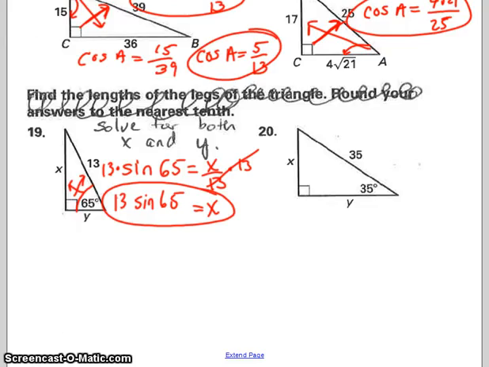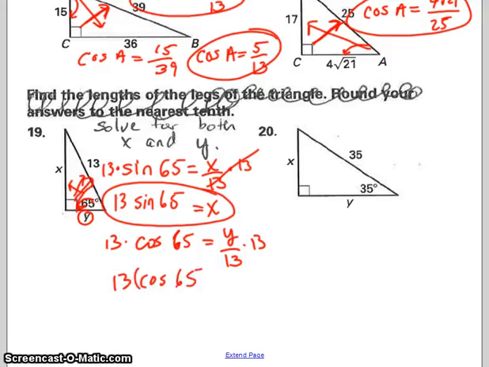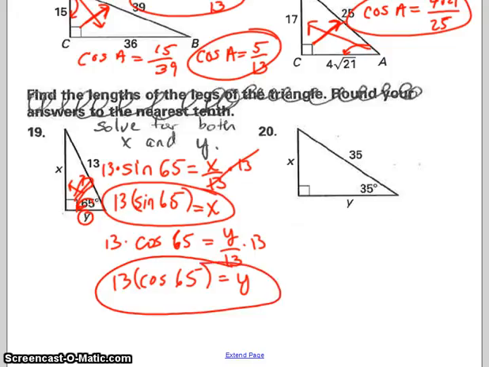Now if we want to find y, we have our angle, the adjacent side, and the hypotenuse. So not sine, cosine, adjacent over hypotenuse, cosine 65 equals y over 13. Multiply both sides by 13. So y equals 13 cosine 65. All right, on to the next.